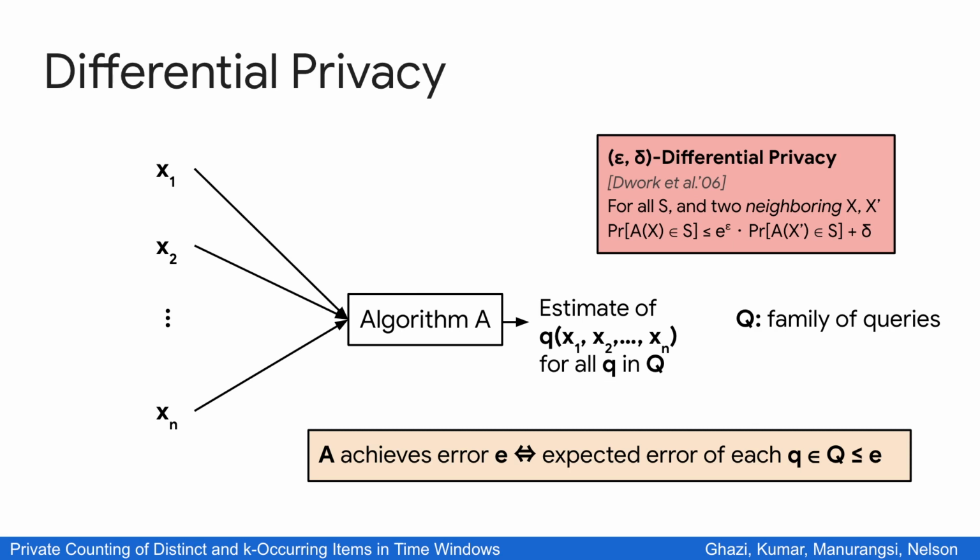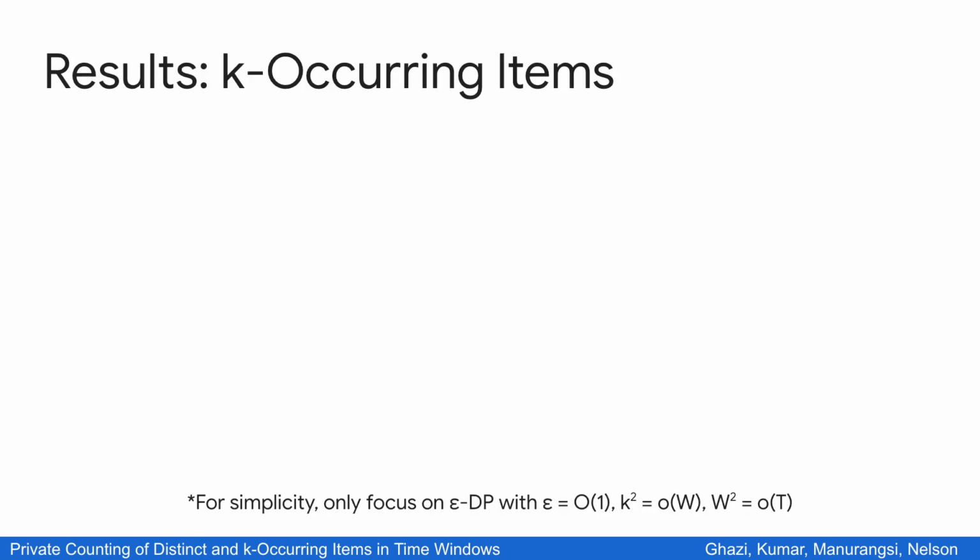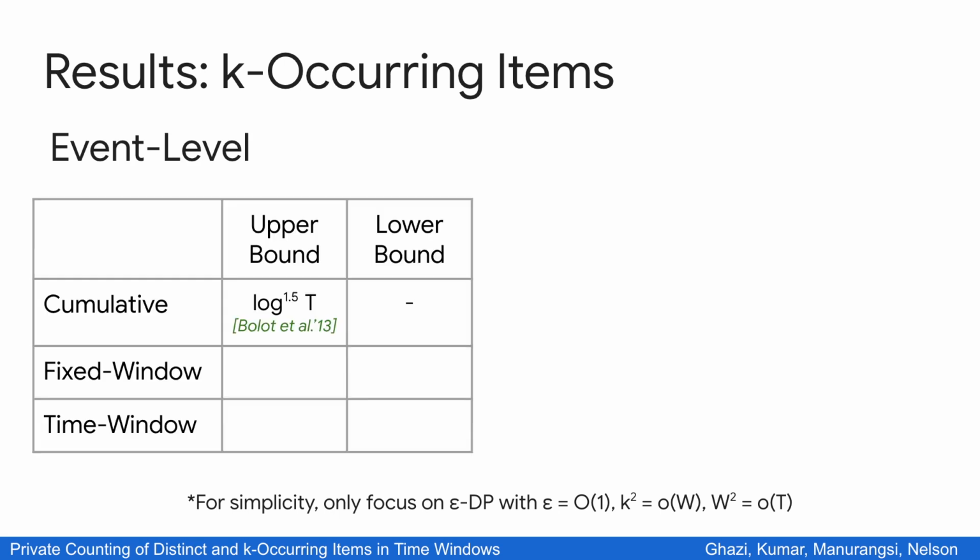All right, so with all of those in mind, we can now state our result. For simplicity of the presentation, we will only focus on the PLDP setting where delta is equal to 0, and we will assume certain parameter regimes such as epsilon being constant. So the errors that one can get depend on the notion of neighboring in DP and also the type of families of queries. So let us start with the event level DP setting. In this case, the cumulative setting was actually already studied before by Bolot et al., who gave an algorithm with error log to the 1.5 t.